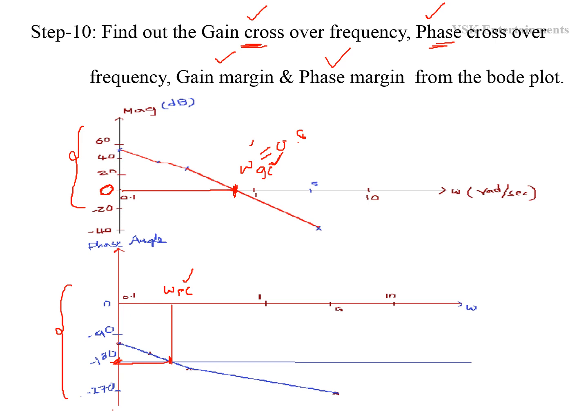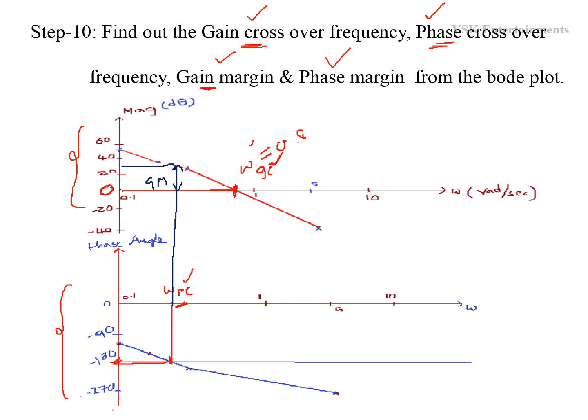Now we have to determine the gain margin. The gain margin is the additional gain of a transfer function at omega pc, that is, the phase crossover frequency. So we have to identify the magnitude at omega pc. At the phase crossover frequency, this is the additional magnitude, nearly 25 decibels. So this is the gain margin.